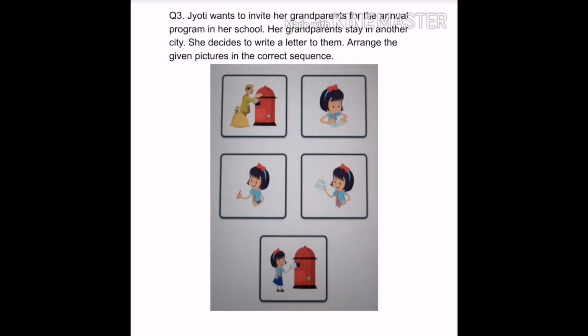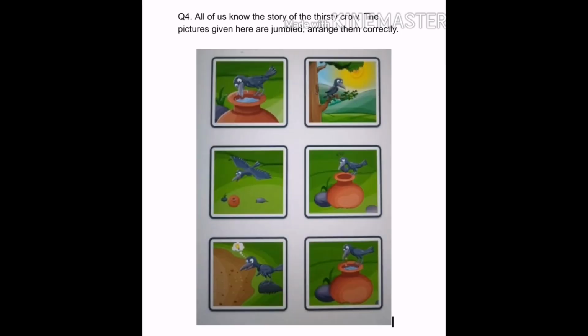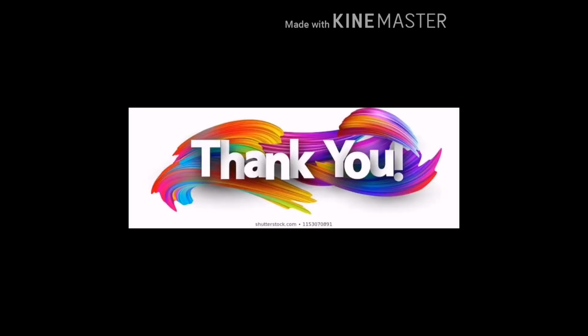Now question number 3. Jyoti wants to invite her grandparents for the annual program in her school. Her grandparents stay in another city. She decided to write a letter to them. Arrange the given pictures in the correct sequence. Means again you have to arrange the pictures in the sequence. Now question number 4. All of you know the story of the thirsty crow. Yes, we have studied the story. The pictures given here are jumbled. Arrange them correctly. Thank you.